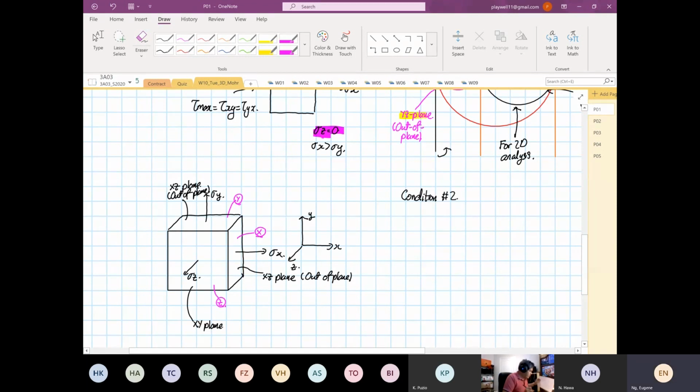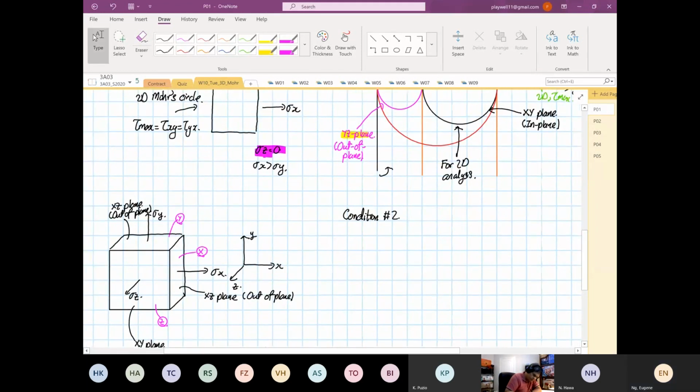Okay, so we have condition number 2 where stress Z is equal to 0. Now stress X is negative, and stress Y is positive. So I'm going to flip the arrow around. You got compression now.